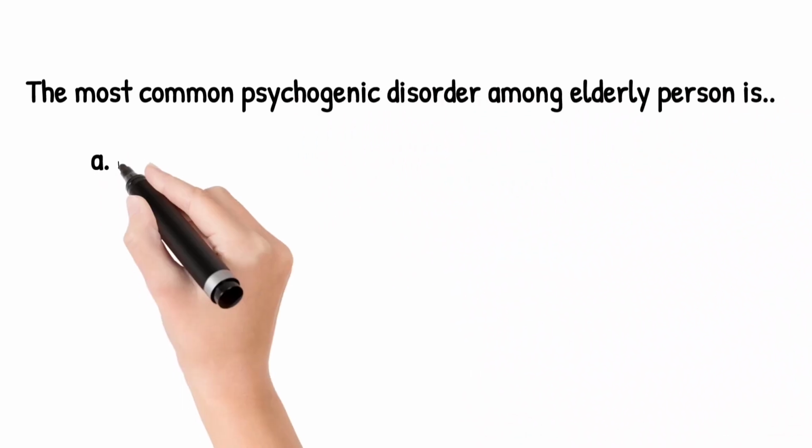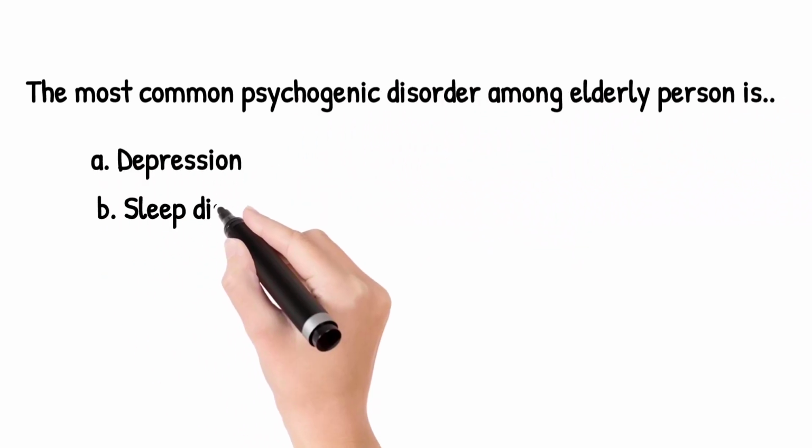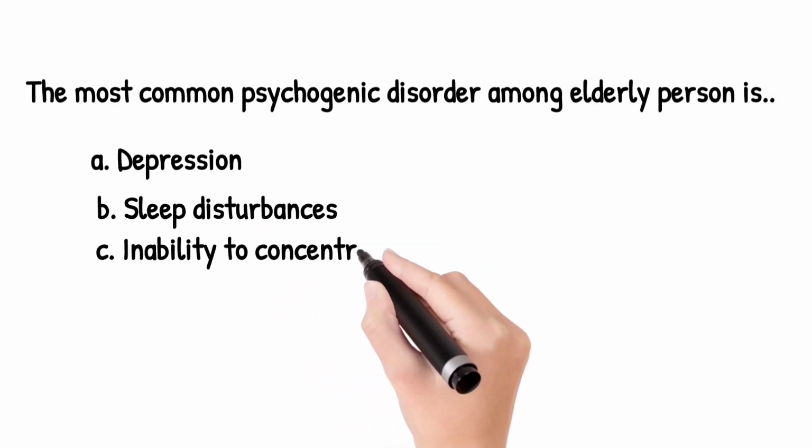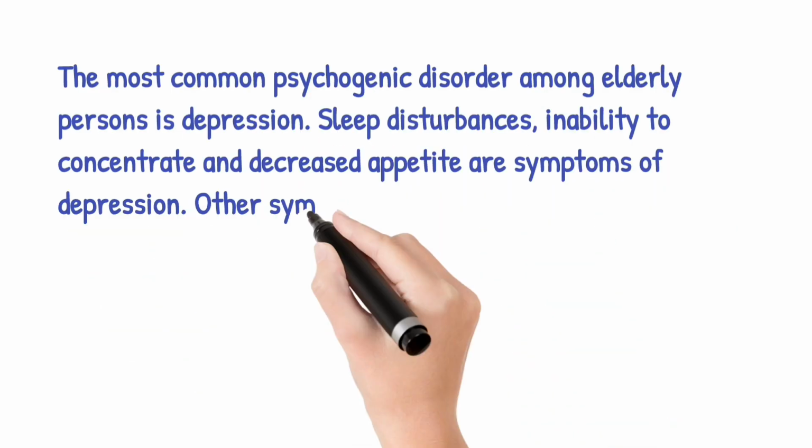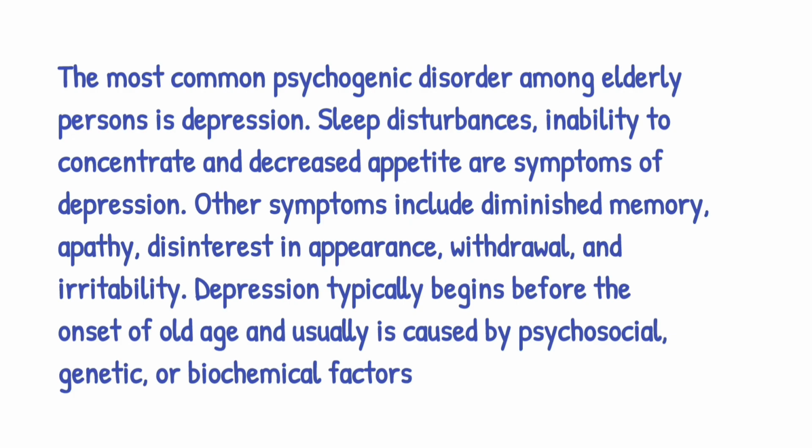The most common psychogenic disorder among elderly persons is: option A, depression; option B, sleep disturbances; option C, inability to concentrate; option D, decreased appetite. The answer is option A, depression. The most common psychogenic disorder among elderly persons is depression. Sleep disturbances, inability to concentrate and decreased appetite are symptoms of depression. Other symptoms include diminished memory, apathy, disinterest in appearance, withdrawal, and irritability. Depression typically begins before the onset of old age and usually is caused by psychosocial, genetic, or biochemical factors.